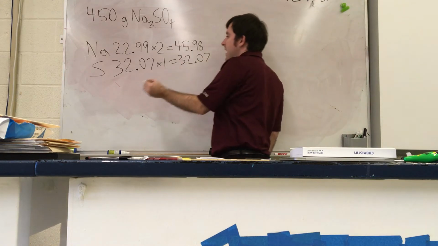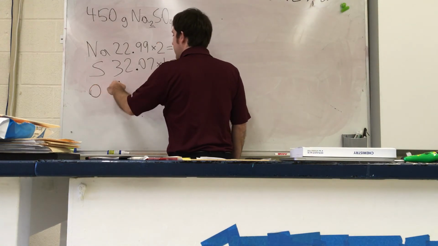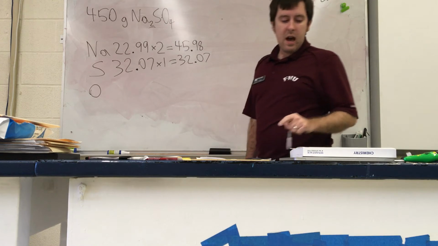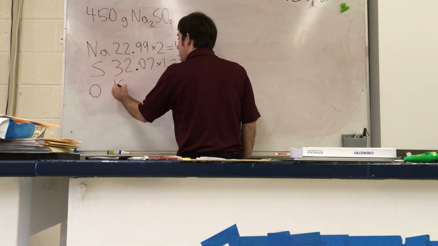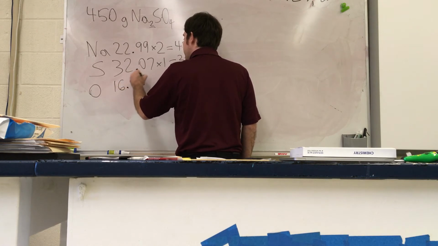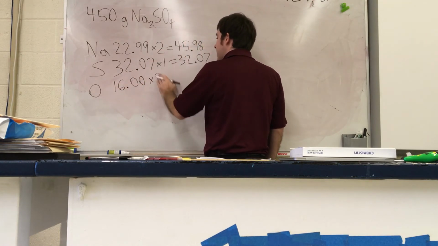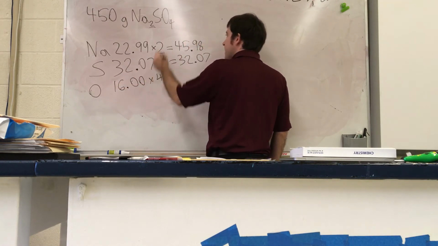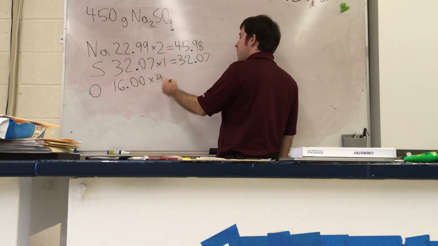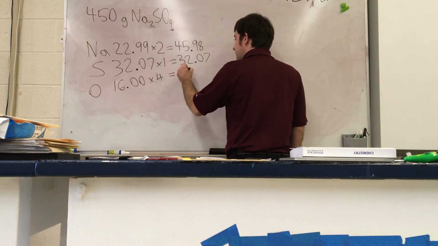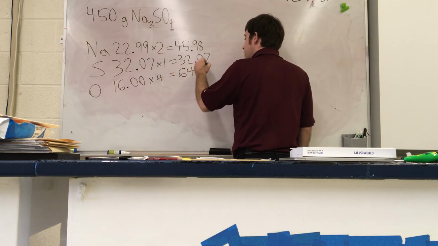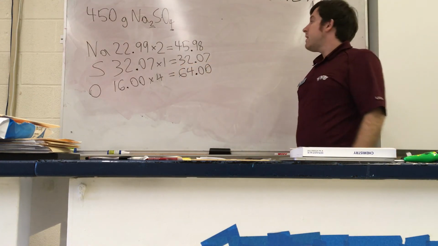Thirdly, we have oxygen. Oxygen has a molar mass of 16.00 based on the periodic table. And, oh, I meant not 3. There are 4 of them right here, so we have to put times 4. 16 times 4 is 64. So there you have it.